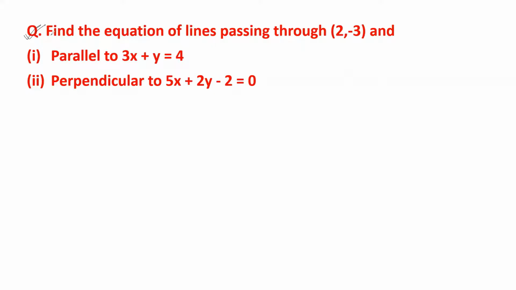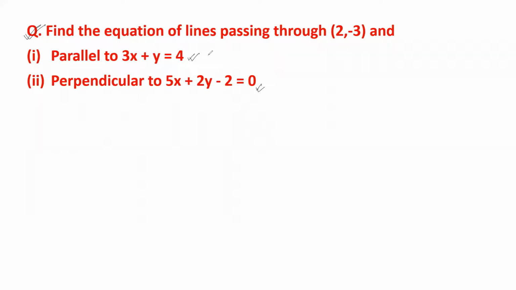Let us see one more example to use the shortcut that we have just learned. Find the equation of lines passing through (2, minus 3) and parallel to 3x plus y equal to 4 and perpendicular to 5x plus 2y minus 2 equals 0.